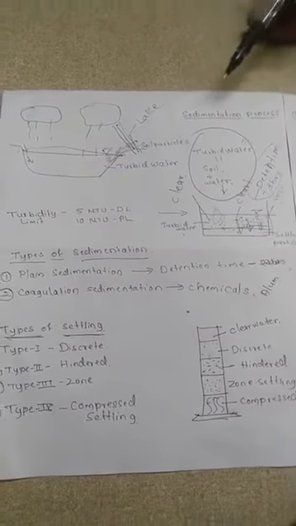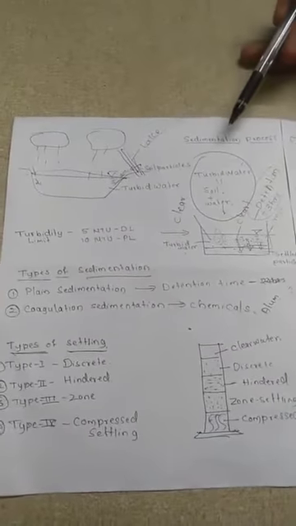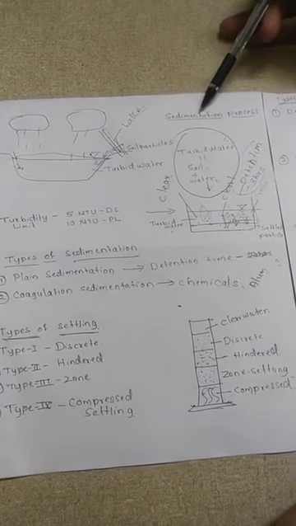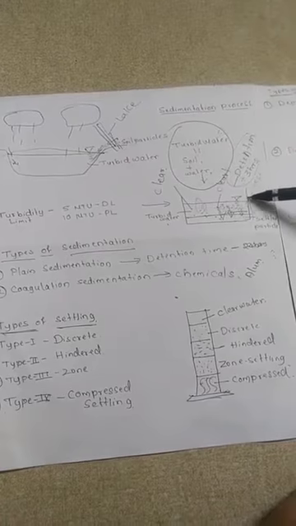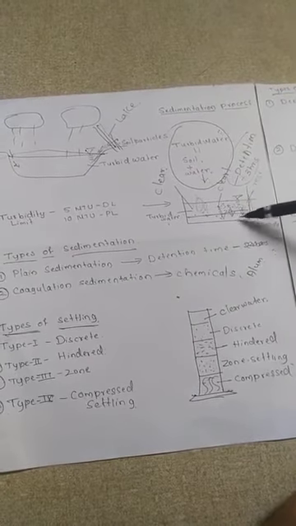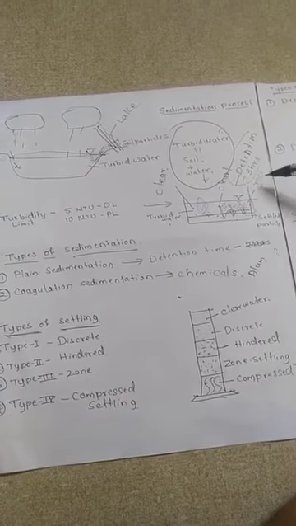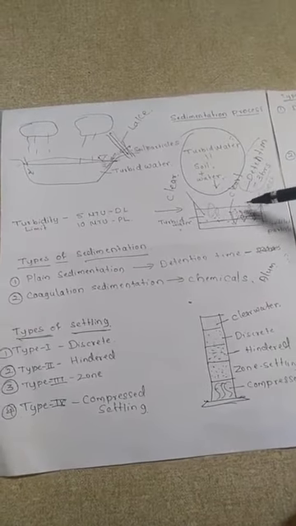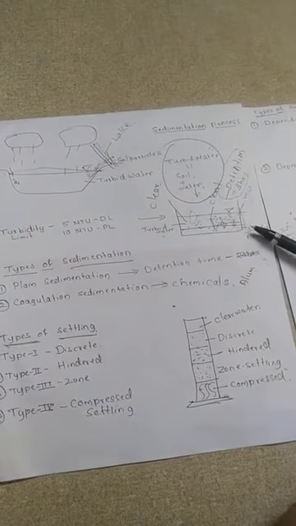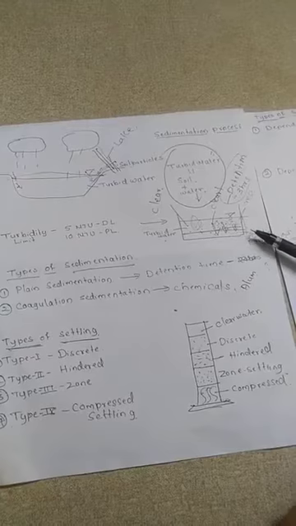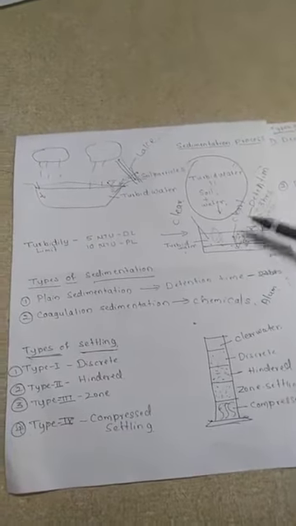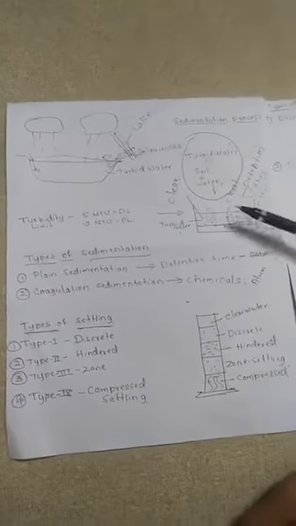Now we are going to revise what we have learnt in this particular class. We have learnt what sedimentation is. Sedimentation is nothing but the process of allowing turbid water to stand in a tank for a certain amount of time, the detention time. After that, the particles are going to get settled down due to their own weight, and we are going to have clear water. So this process is called the sedimentation process.